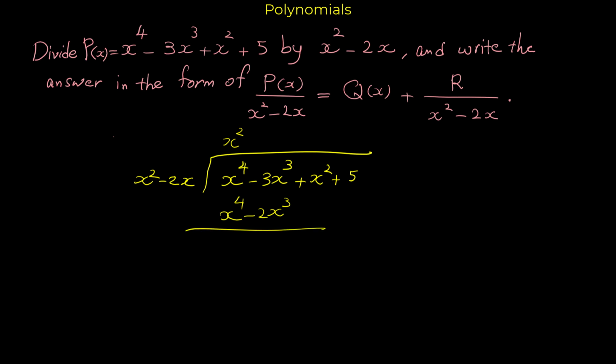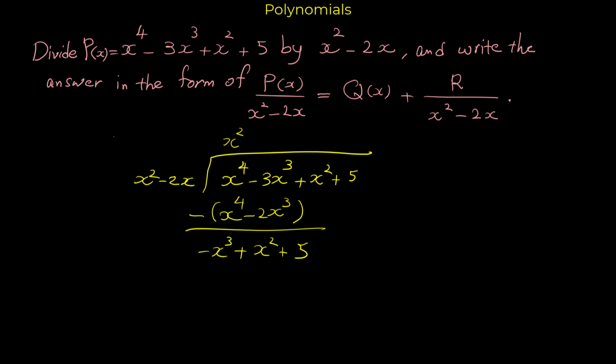Now we have to subtract. And because we want to subtract, we put a negative here. Do not forget, we want to subtract. x⁴ minus x⁴ is 0. Negative 3x³ plus, why am I saying plus? Because we have a negative outside and a negative inside, and negative times negative would be positive. Negative 3x³ plus 2x³ would be negative x³, and we don't have a corresponding term for x² and 5, so just copy them here.